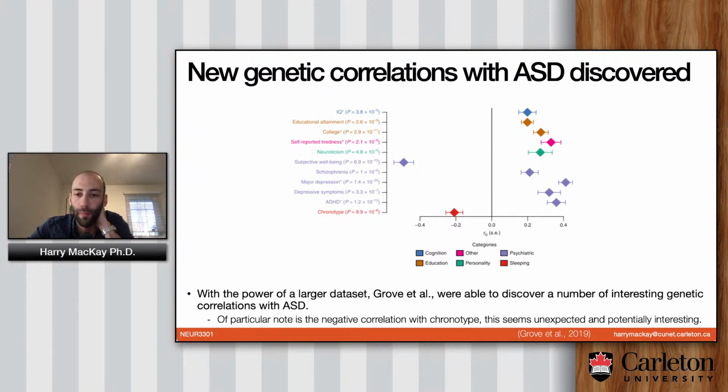there's a positive correlation between ASD genes and IQ, educational attainment, whether or not you went to university, self-reported tiredness, neuroticism, schizophrenia, major depression, depressive symptoms, and ADHD. So a whole host of things are positively correlated. Some of these, I would say, are probably things that are okay. Maybe not tiredness, you wouldn't necessarily want that, but educational attainment, IQ, and college, those are all things that we would consider to be fairly positive in society. Self-reported tiredness, not so much. Neuroticism is just a dimension of personality, but I don't think anyone is out there begging to become more neurotic.